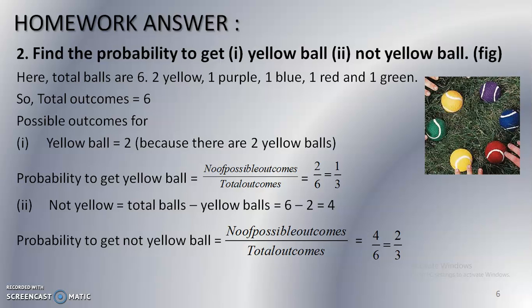And for not a yellow ball, it equals total balls minus yellow balls, equals 6 minus 2, because total balls are 6 and 2 are yellow balls. So the answer is 4. So probability to get not a yellow ball equals number of possible outcomes divided by total outcomes, equals 4 divided by 6. Now 2 2s are 4 and 2 3s are 6, so 2 and 2 cancel. So the answer is 2 divided by 3. Got it? If you have any question about it, you can ask me in the comment section. So go to the next.